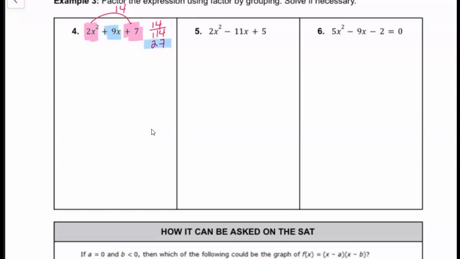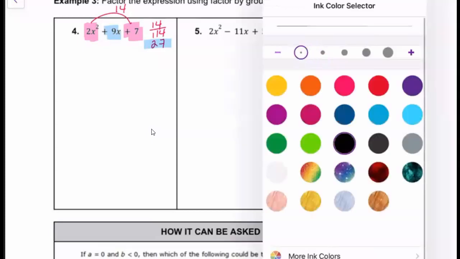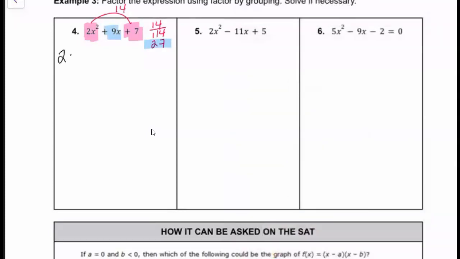So I'm going to take my original problem, 2x squared, and instead of my 9x, I'm going to separate it into a 2x plus 7x plus 7. So like I said, we have not changed our original problem. 2x plus 7x is still 9x, so I still have that the same, and I still have the plus 7 at the end.